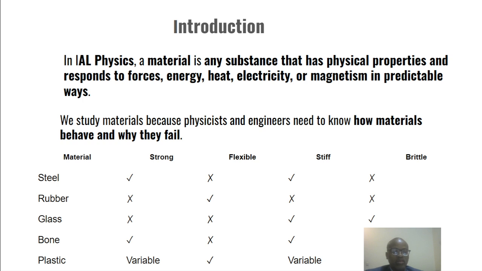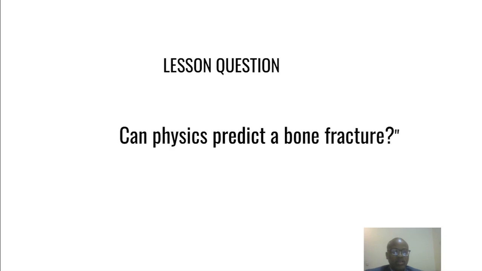You can see there that the bone is also a material. Under the stiff column, you see that the bone is stiff, but at the same time it is brittle. We're going to find out all these things as we go forward in the lesson. This lesson has a question that we seek to answer: can physics predict a bone fracture? That's the question we seek to answer in this lesson.